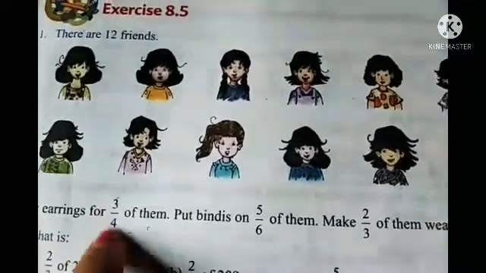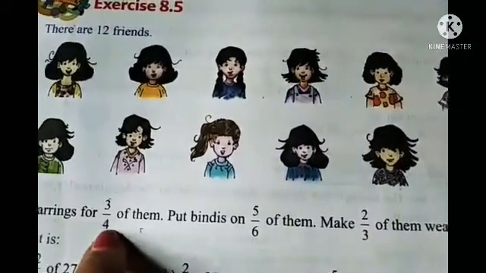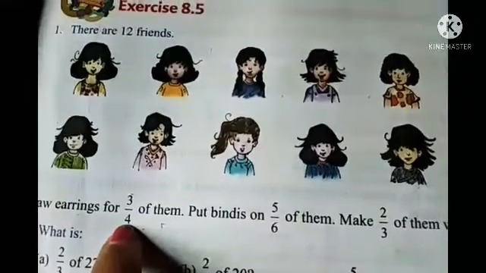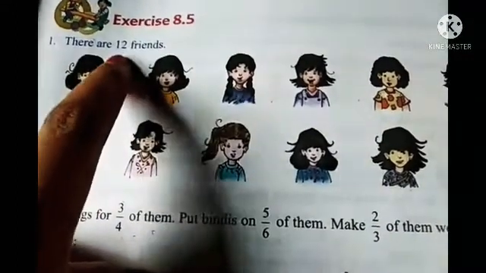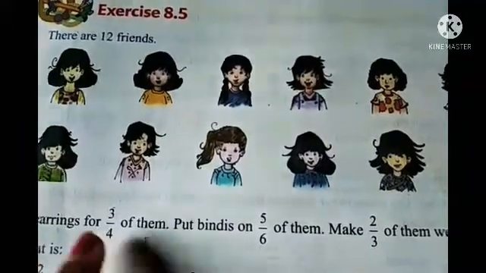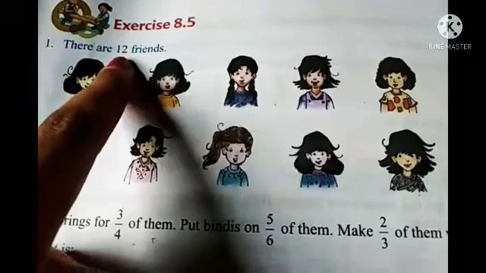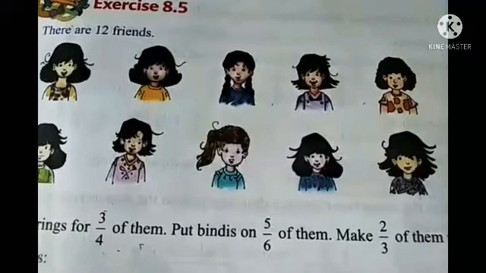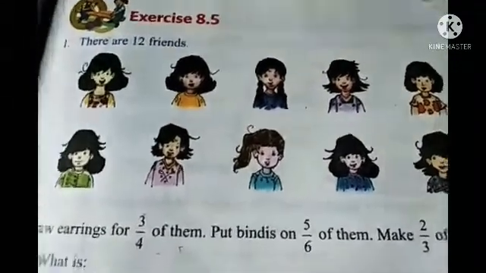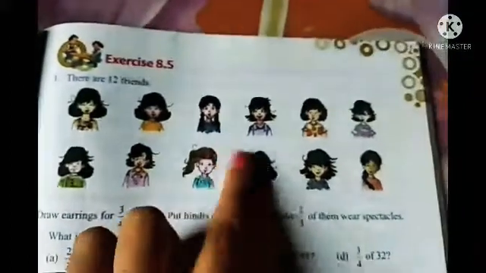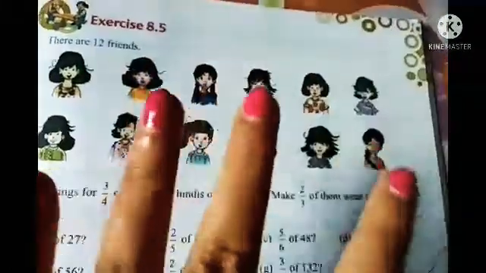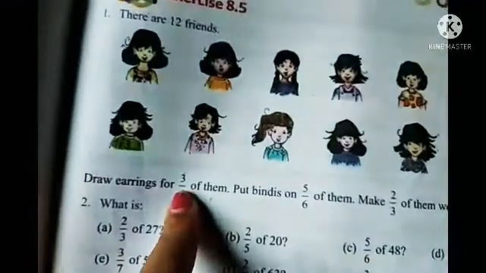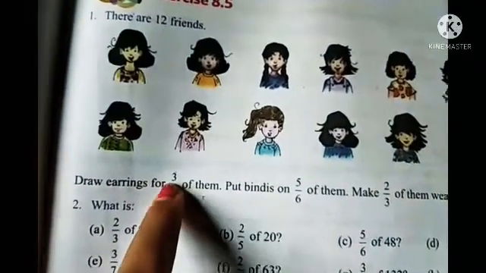So here 3 by 4, that means there should be 4 groups. Okay students, here you see 4 is the denominator, and the total is 12 friends. So what you have to do, as I told you just now, is divide the total number with the denominator. If you divide 12 by 4, how many will you get? You get 3, right? So in one group there will be 3 friends, then again 3 and 3. If you group them, there will be 4 groups, and among those 4 groups you have to draw earrings for 3 groups.